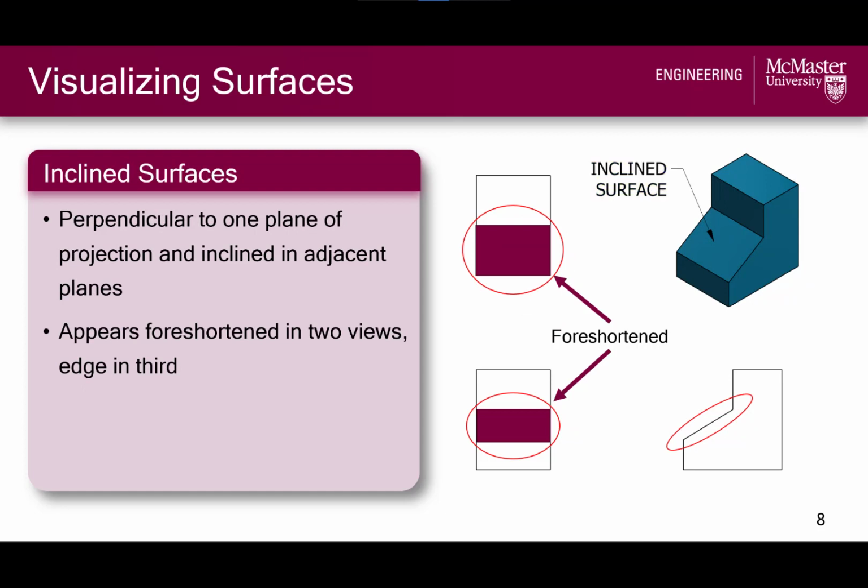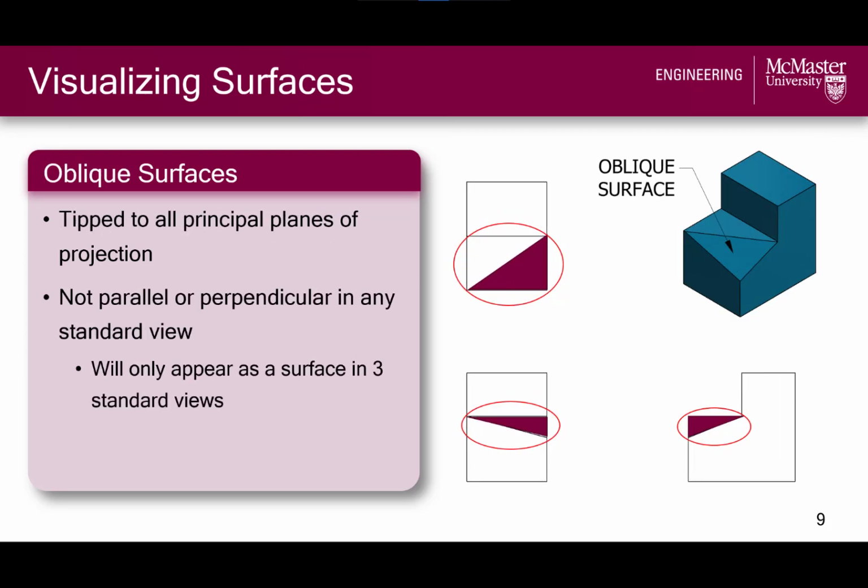An inclined surface is perpendicular to one projection plane, where it appears as an edge, and it is inclined in the other 2, where it appears as foreshortened surfaces. If we go one step further and tilt the inclined surface in another direction, we end up with an oblique surface, an example of which we see here.